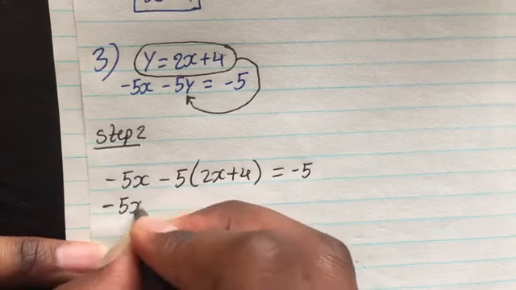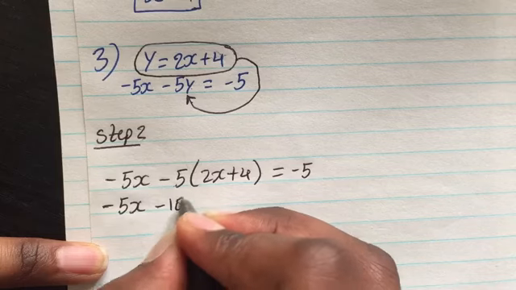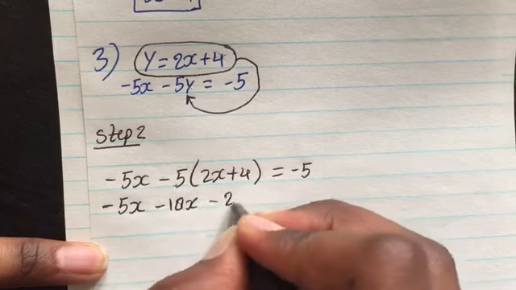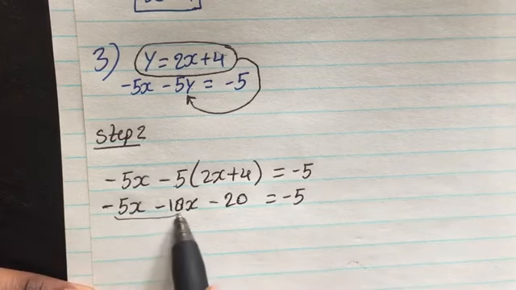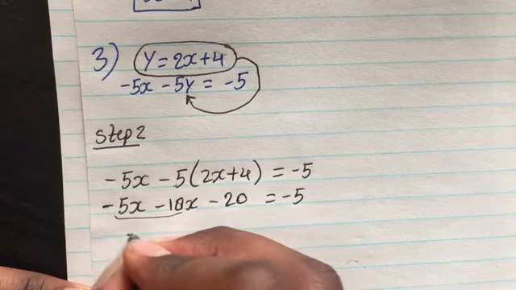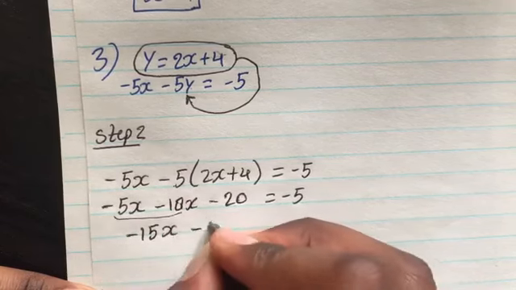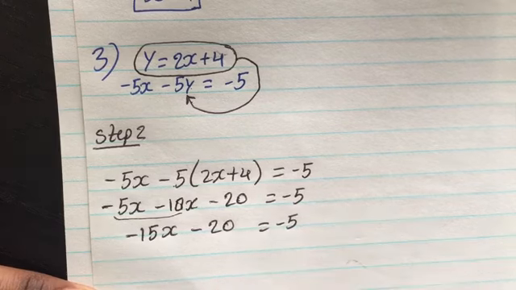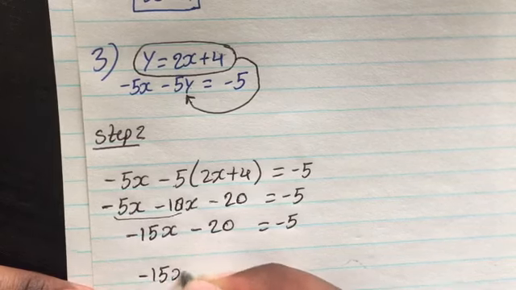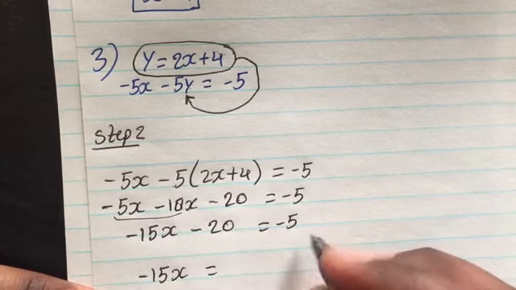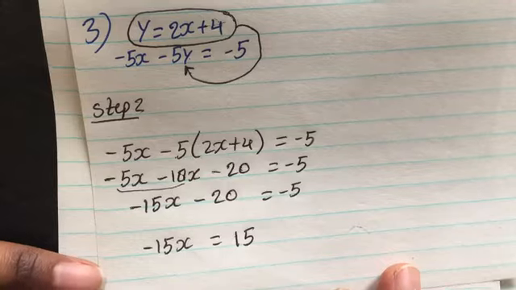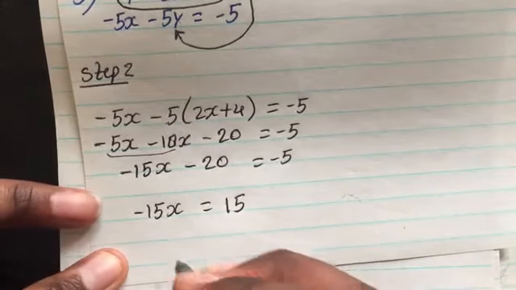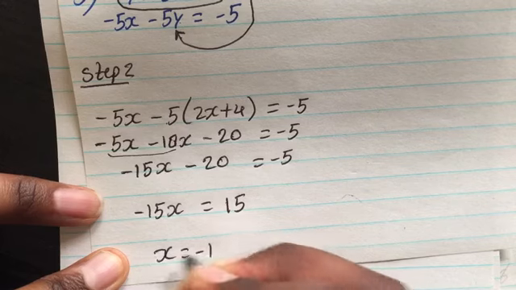Distribute. Negative 5 times 2 is negative 10x, negative 5 times 4 is negative 20, equals negative 5. Combine the like terms. Those two make negative 15x minus 20 equals negative 5. Add the 20 to both sides. Negative 15x equals 20 plus negative 5, which is a positive 15. Do the inverse. So divide by negative 15 on both sides. You get x equals negative 1.